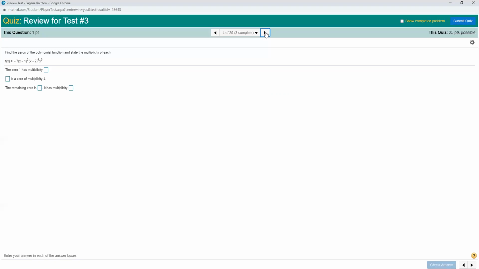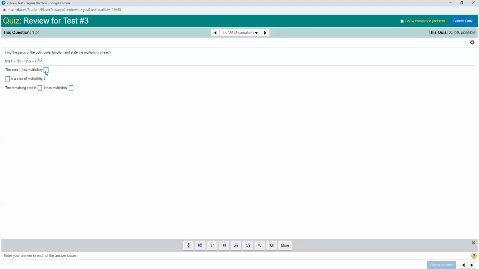Basically the same kind of problem, but they just want us to figure out, they're giving me the info here and I just have to fill in. So it says the 0, 1 has a multiplicity. Well, to get a 0, 1, you would have had to set the x minus 1 equal to 0, and that would have given me a 0 of 1. Well, it's got an exponent by it of a 2, so you would come over here and put in a multiplicity of 2 for that 0.